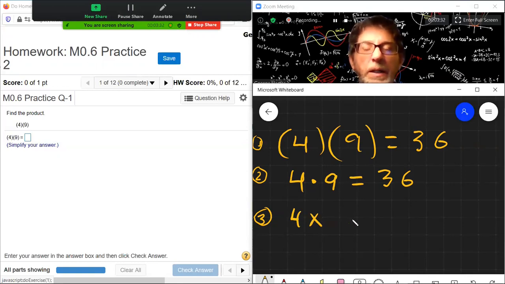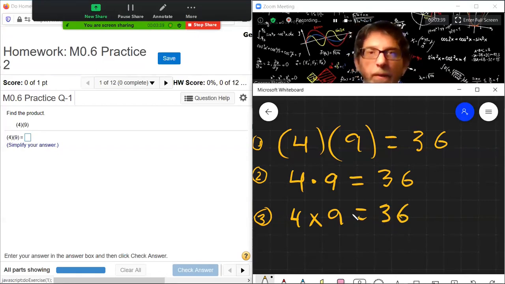4 times 9. Now, as you get into the second half of Math 50, the algebra part, we're not going to use this x because x has a different meaning in algebra. So even here, we don't want to use it too much. I know it's used in this section, you'll see coming up. But get used to all three: parentheses, a dot, and an x means multiplication. All right, so having said that, let's go ahead and pop that in as the answer.